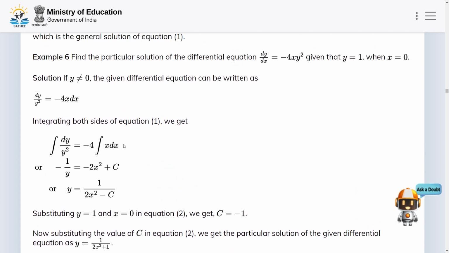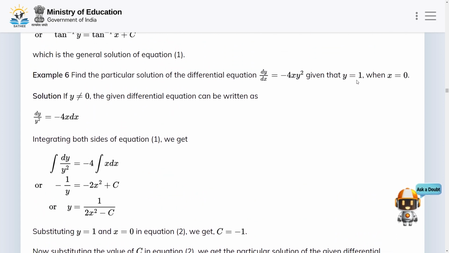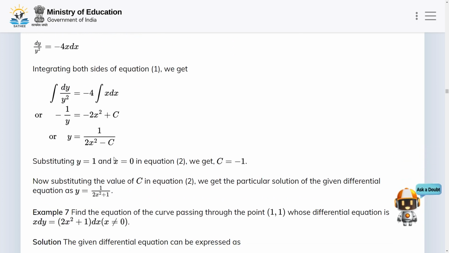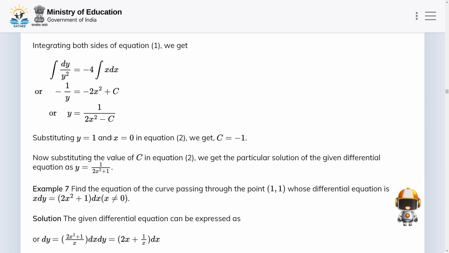But as you can see, one piece of information is given to you: y is equal to 1 when x is 0. This means plug in your values. If x is 0, y is 1. So 1 is equal to 1 by minus c. So this means c will be minus 1. Now this will be transformed into the particular solution, which is y is equal to 1 by (2x squared plus 1), as the c value is minus 1. So you get the particular solution of the given differential equation. I hope it is clear.